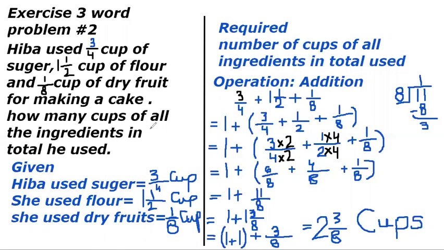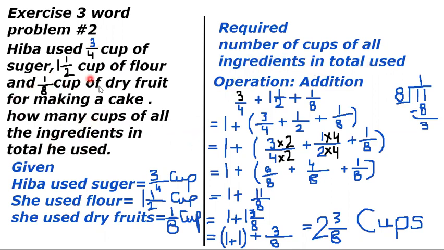Now, how many cups of all the ingredients in total did she use? It is required. Number of cups of all the ingredients in total used. It is required. Students, mostly the last line of a word problem is always required. So this is the last sentence. The last sentence of mostly all word problems is required.